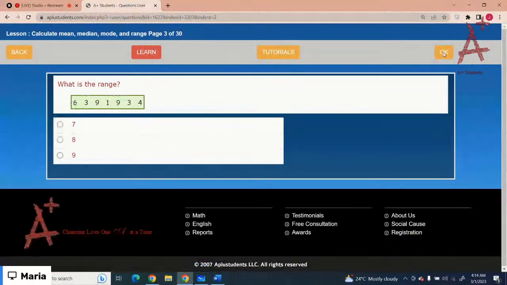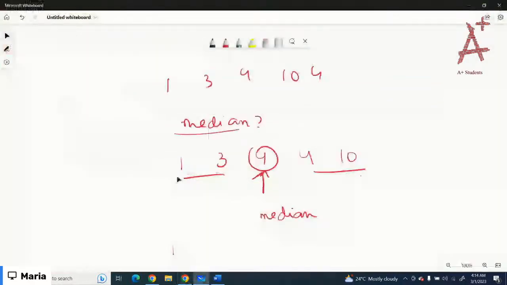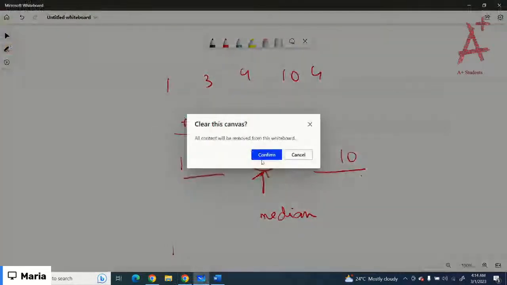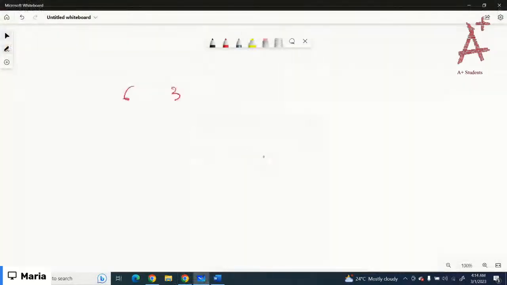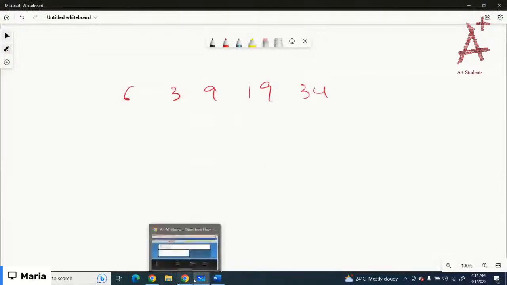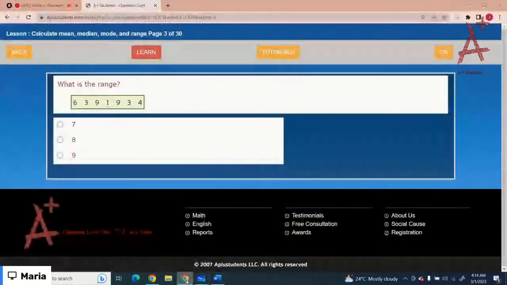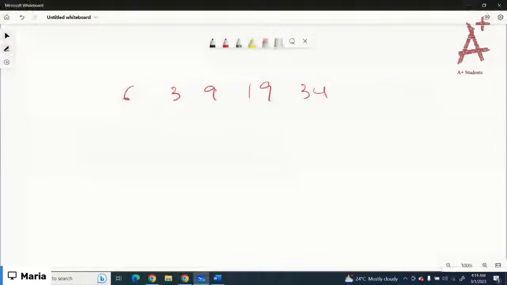What is the range of the data? Just look at the least number in the data. The least one is 1. And the greatest number in the data is 9. Just subtract the least one from the greatest one. 9 take away 1 is 8. That means the range of the data is 8.